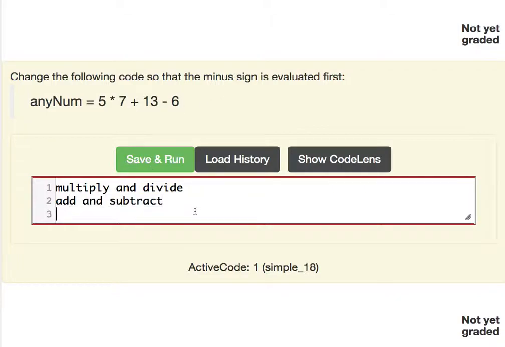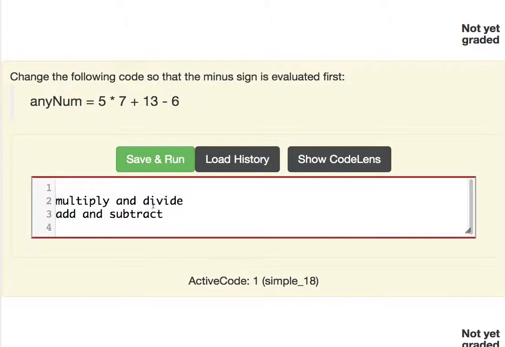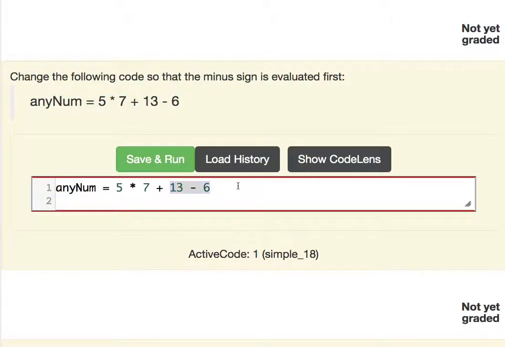So how do we solve this problem? Because the problem is it's saying, how do we make the minus sign evaluate first? How do we make these evaluate first? Well, one thing that's higher in precedence than multiply and divide are parentheses. Okay, so if you ever want something evaluated first, all you need to do is put parentheses around it. So let's go ahead and grab this, put it here. We want this to happen first, so we're going to do that.